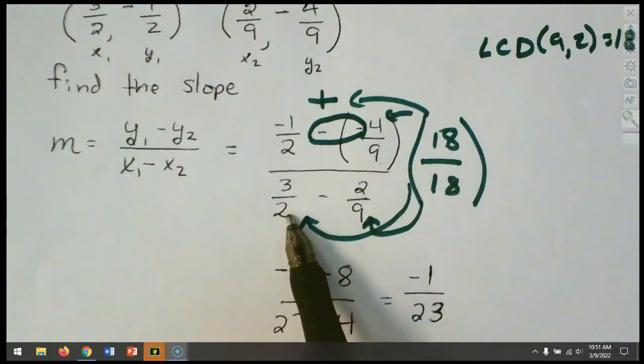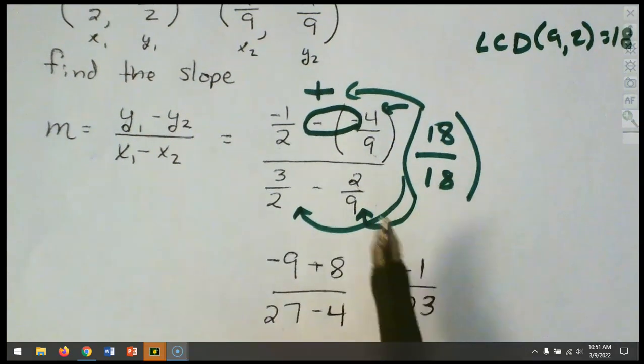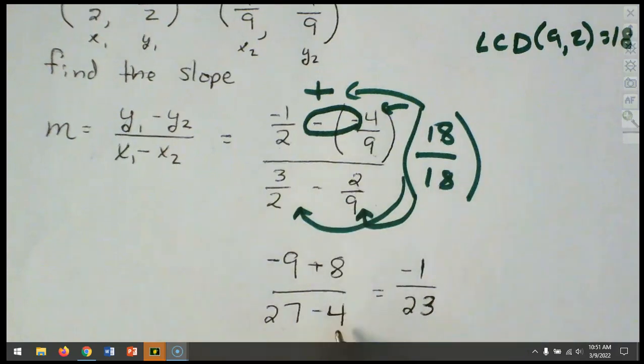18 divided by 2 is 9. 9 times 3 is 27. 18 divided by 9 is 2. Times a negative 2 makes it a negative 4. Minus 9 plus 8 is minus 1. 27 minus 4 is 23. So that is my slope. We are not done yet, though.